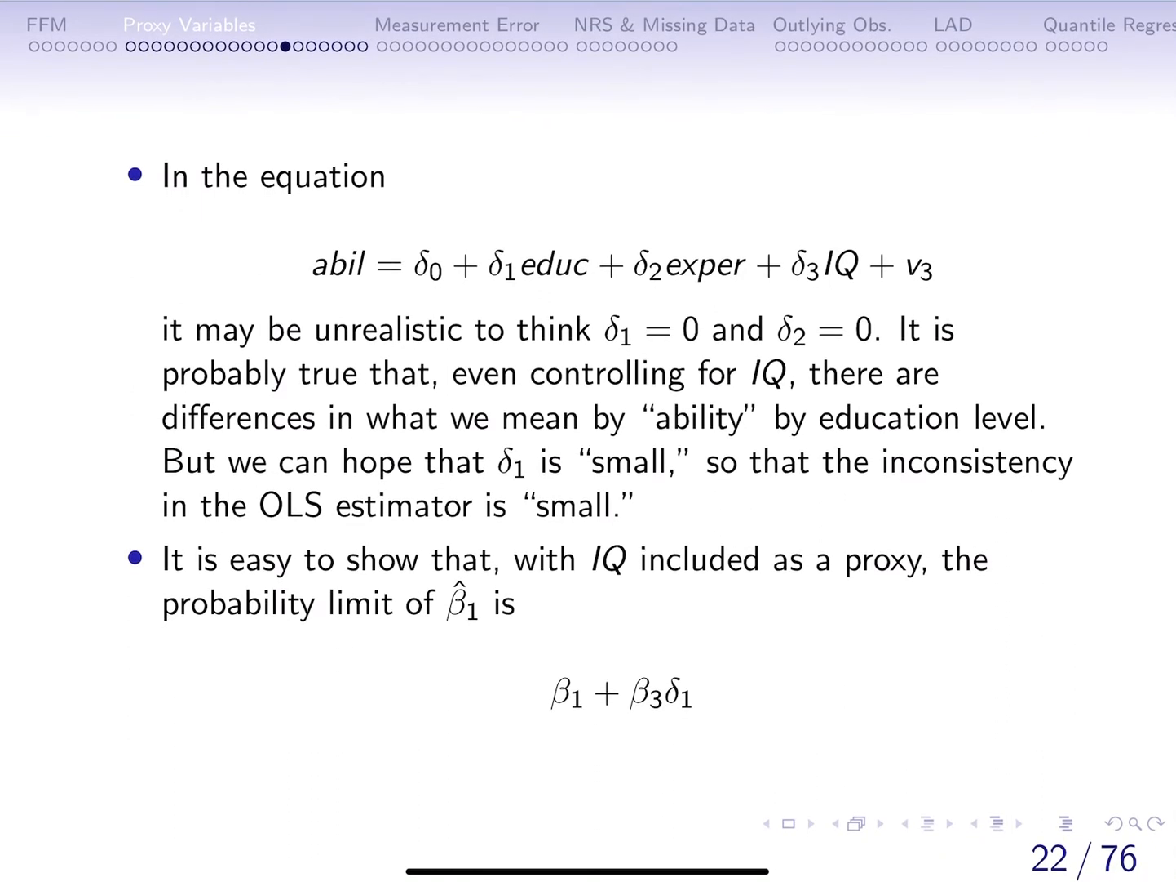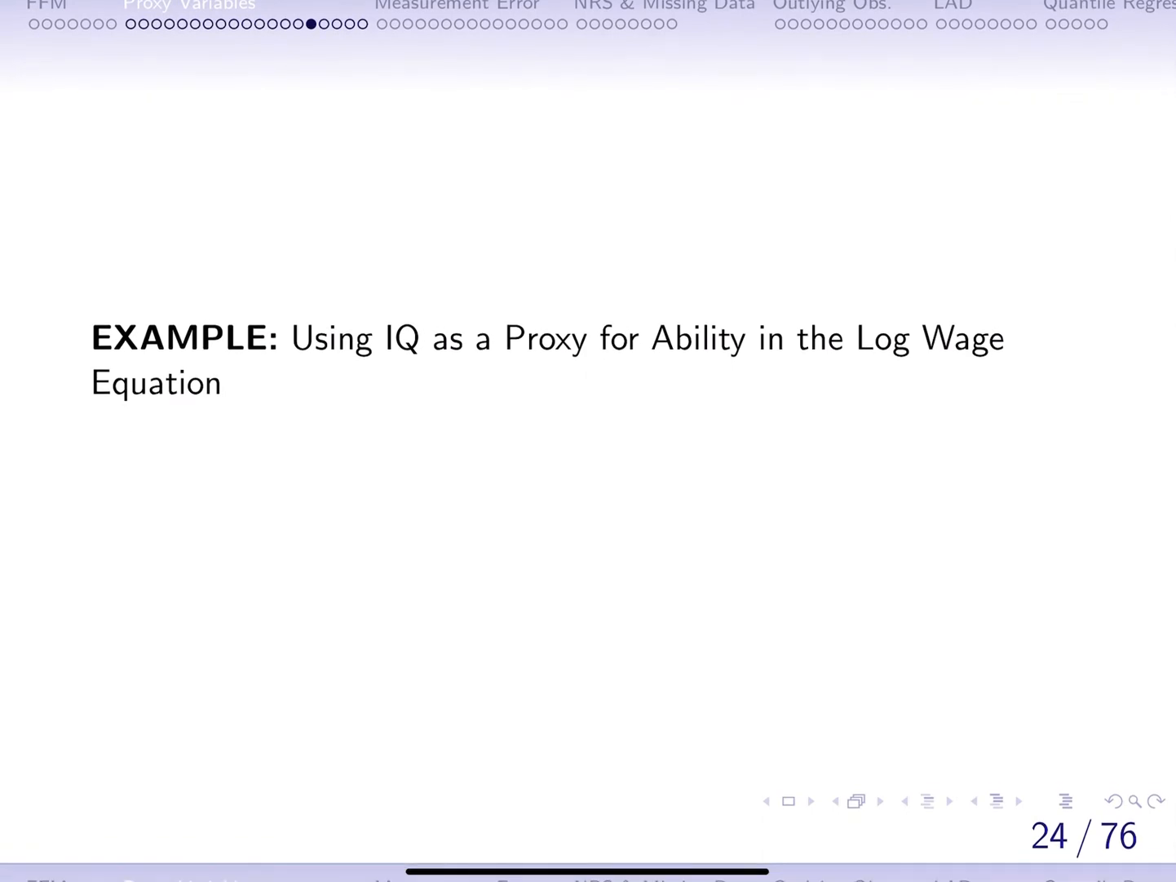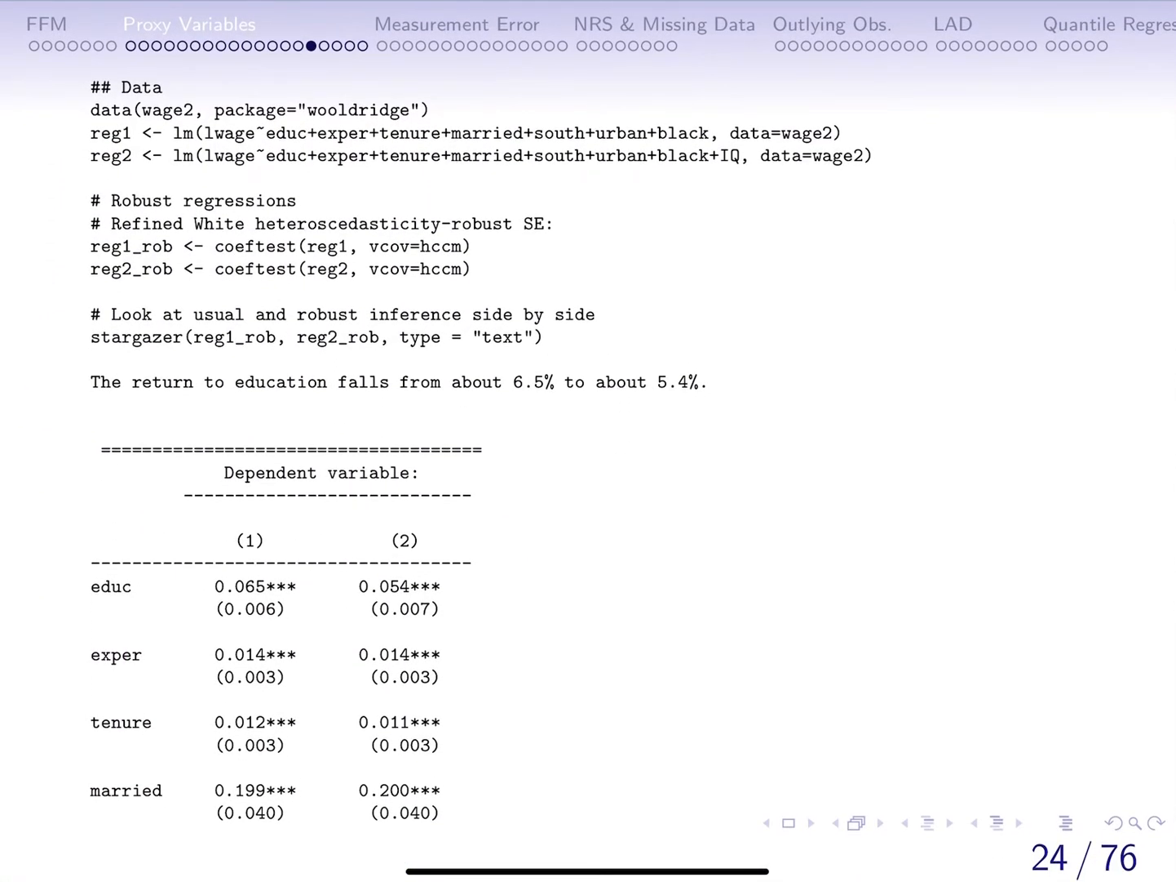What I'm going to show you is just going over the same thing that I've described before, but I want to show you what happens when we run those regressions. I'm going to do robust regressions, and if you don't remember what those are, go back to the previous chapter where I describe how to do those in R. We're going to use the wage2 data set from the wooldridge package, and we're going to run 2 regressions. Regression 1 regresses log wage on education, experience, tenure, marital status, region, urbanicity, and a race variable. Here it's just whether you're black or non-black, I believe, given how the data is structured.